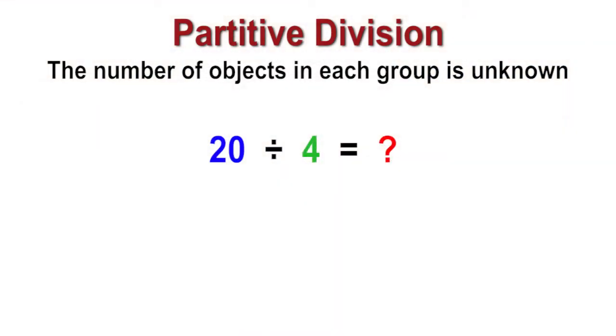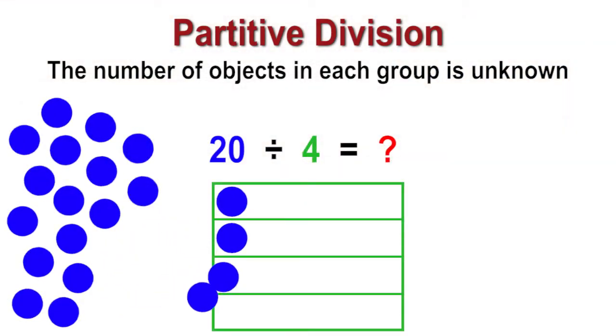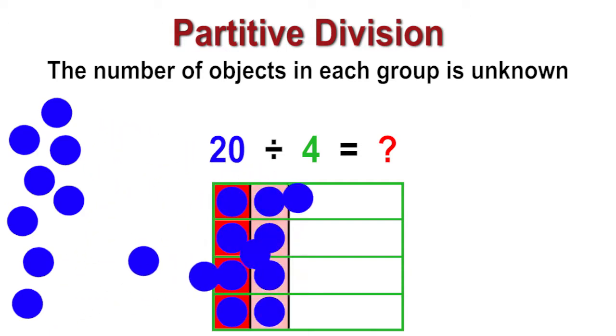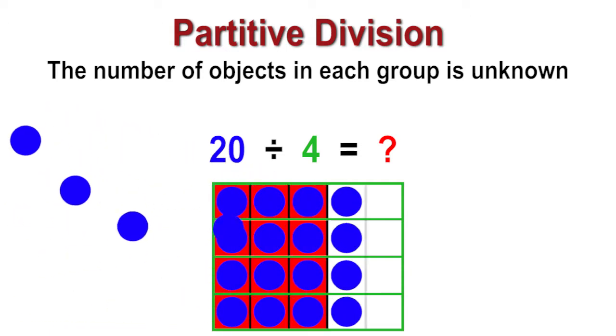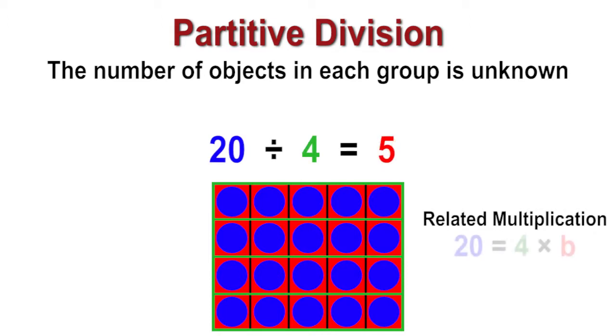Modeling partitive division in an array model with the number of rows known, items could be distributed filling 1 column at a time, and then full columns could be counted. For example, each of the 20 counters has been distributed into 4 rows, and each row has 5 counters. The related multiplication 20 equals 4 times b, or 4 times b equals 20, essentially asks 4 rows of what size or how many columns will total 20 circles.